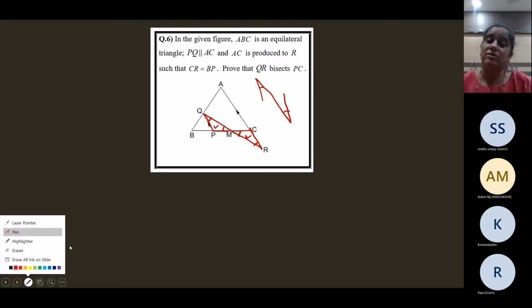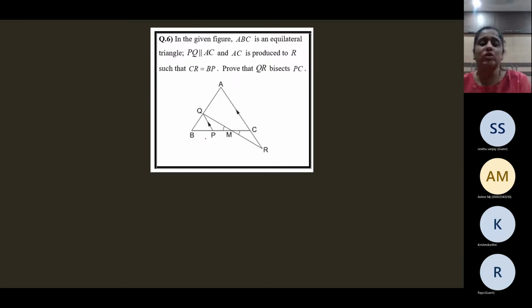So we do not have sufficient information to prove that they are congruent. So we have to do something else and get information that will help us complete the congruency in these two triangles. For that, step one is, see here children, listen very carefully. ABC is equilateral.